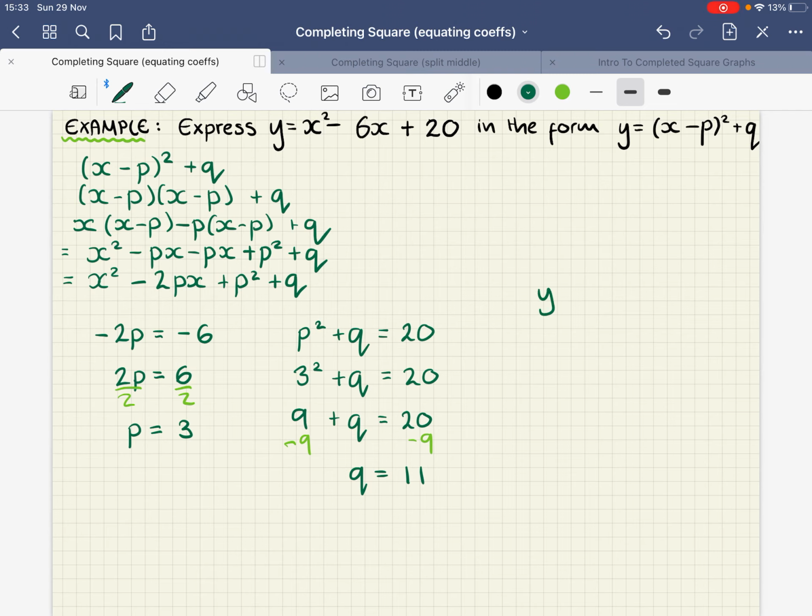So going back to my formula of y equals x minus p squared plus q, I'm going to have y equals x. Now, the key thing here is I know what p is. I'm told in that bit above that it's minus, so I'm going to keep that minus in. Substituting that value for p gives me 3 squared plus 11. And there's my final answer for that.